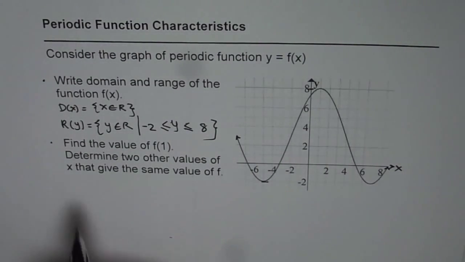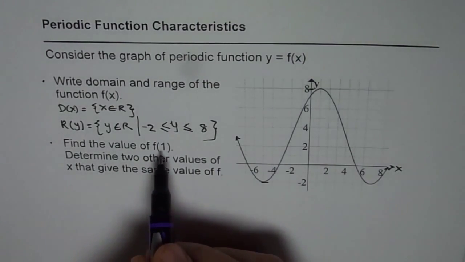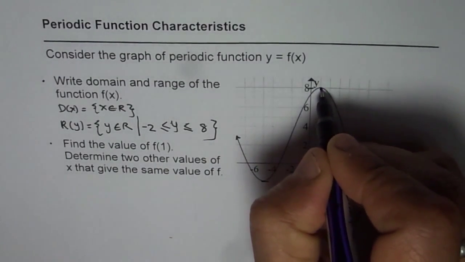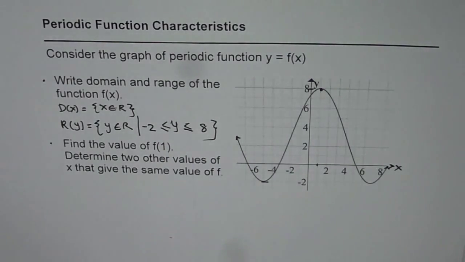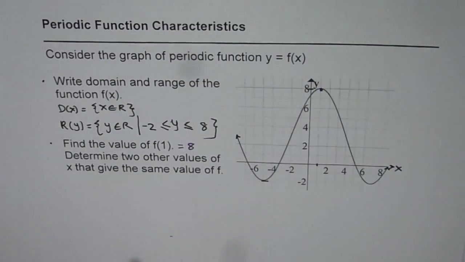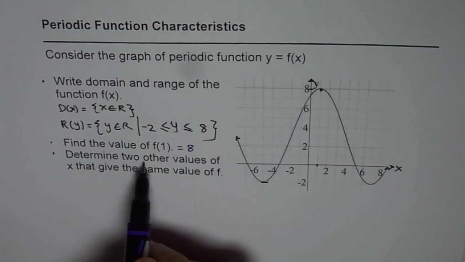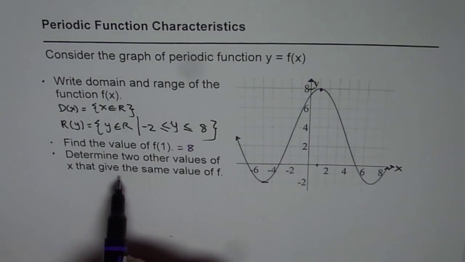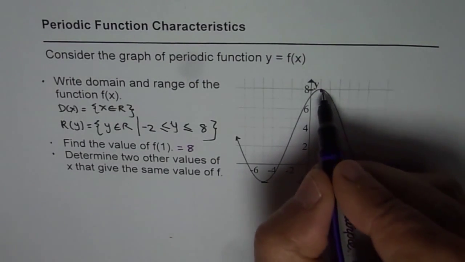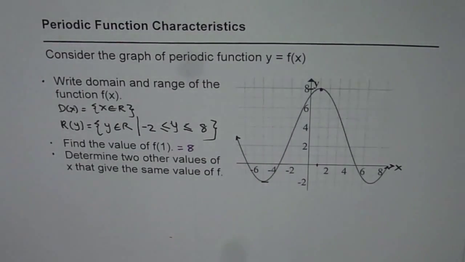Now the second question is to find the value of f of 1. It means at x equals 1, what is the y value? At x equals 1, the y value is 8, right? So we can say f of 1 is equal to 8. Now, a question associated with this is to determine two other values of x that give the same value of f. That means when will this function again have 8 as its value?